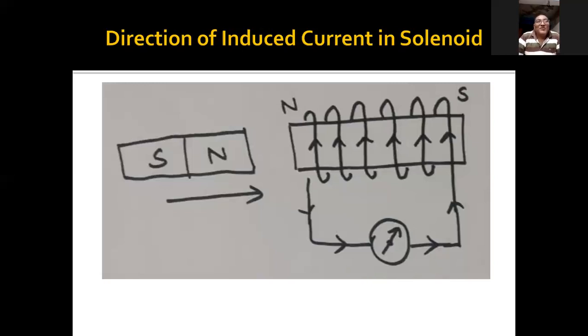So I hope that you have understood how I am able to predict the direction of the induced current, and how I am able to predict the direction of the deflection of the galvanometer pointer.